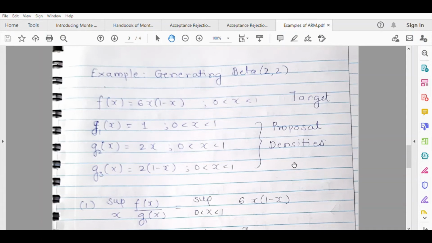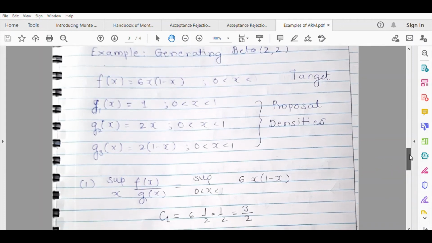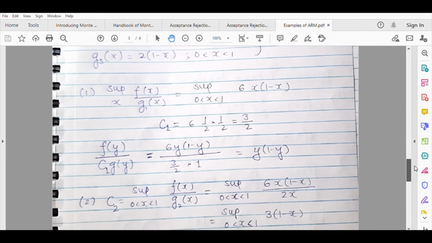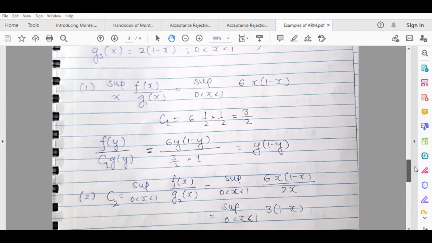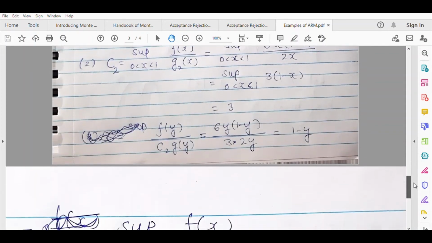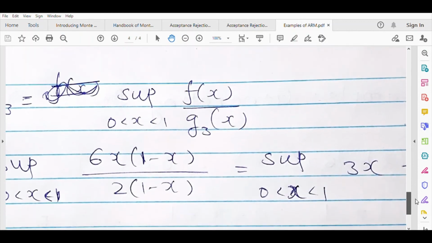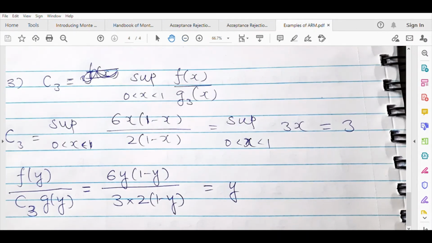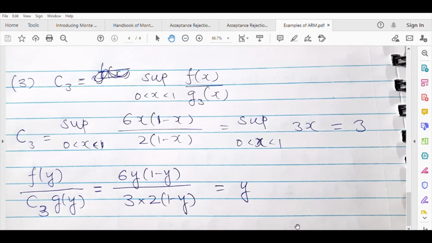So in order to implement ARM, let us first compute the bounds, that is the constant C here, for each of these. So this is how it goes. For the first proposal density, the constant is 3 by 2 and the ratio is simply y into 1 minus y. For the second one, the constant is 3 and for the third one, again the constant is 3.